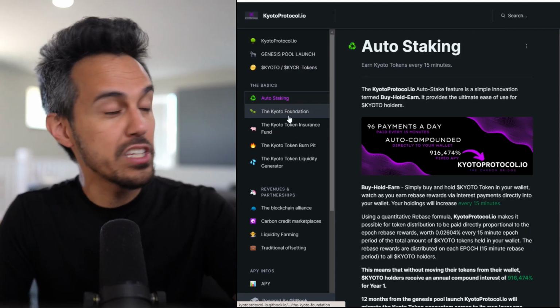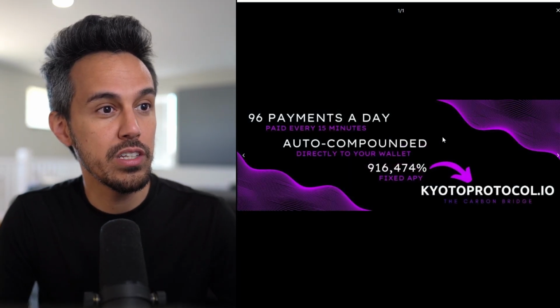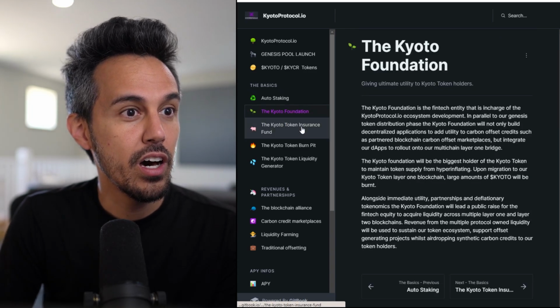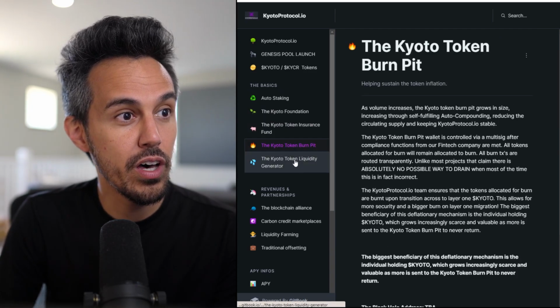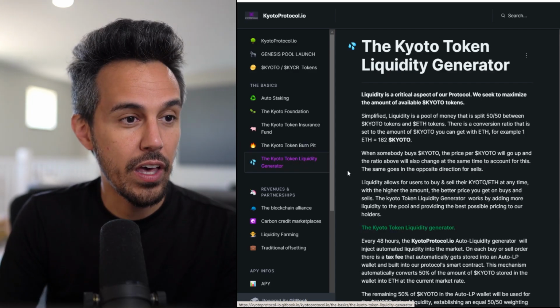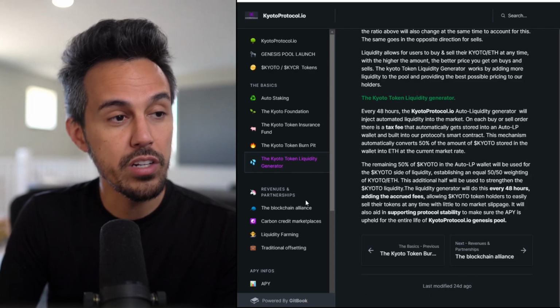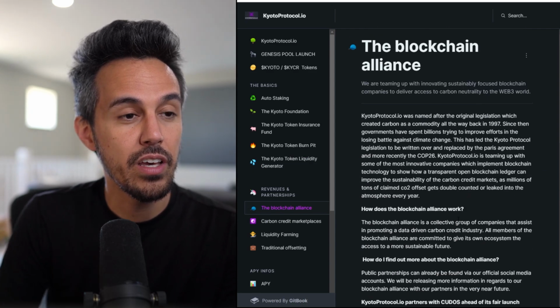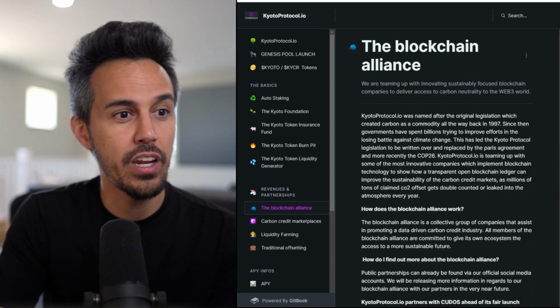Auto staking. Again, this just takes a deeper dive into all these different things. We covered all this, but if you want to check that out, you definitely can. They talk about the foundation, insurance fund, the burning to help keep the price healthy. And that's great. Token liquidity generator. And here are some of the partnerships that they've mentioned. Obviously, they're trying to form this blockchain alliance.